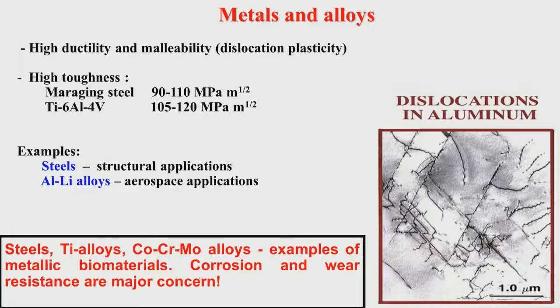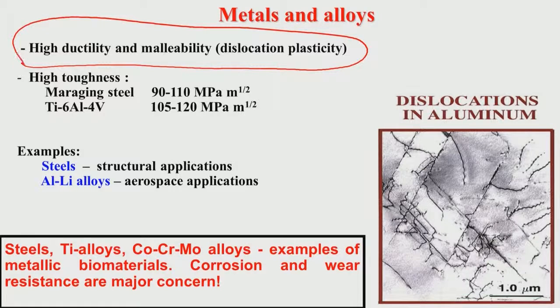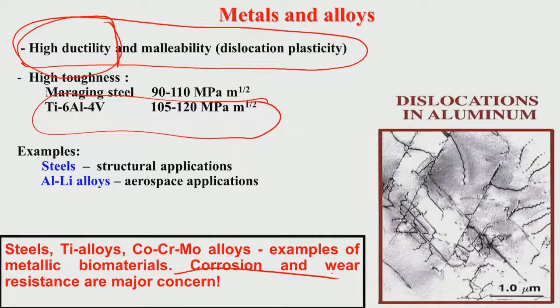So, just a quick introduction to metals and alloys. I reiterate here that they are widely used for various engineering applications as well as biomedical applications because of their good ductility. Good ductility means good plastic deformation properties, and that allows metals to be shaped into different sizes and shapes. Some materials important for biomedical applications, like titanium with 6% aluminum and 4% vanadium, have a very high fracture toughness, like 105 to 120 MPa square root meter, which is orders of magnitude higher than that of ceramic materials. Corrosion and wear are the primary concerns.